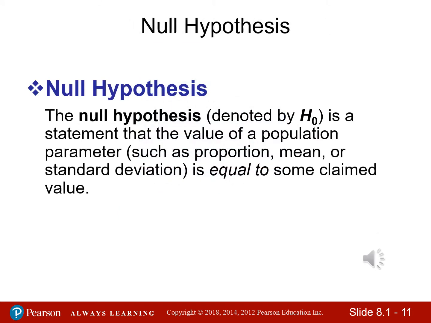The object of steps 1, 2, and 3 of the flow chart is to identify the null hypothesis and the alternative hypothesis. The null hypothesis is a statement that the value of a population parameter, such as a proportion, mean, or standard deviation, is equal to some claimed value. We denote the null hypothesis with an H and a subscript 0.